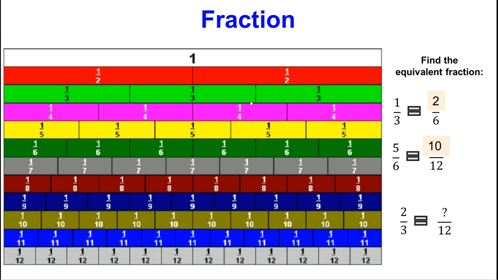And my last example, 2/3. Here are my thirds. I have 2 of them. 1, 2. How many 12ths? Let's look at the same size here. 1, 2, 3, 4, 5, 6, 7, 8 12ths. 2/3 is equal to 8 12ths.